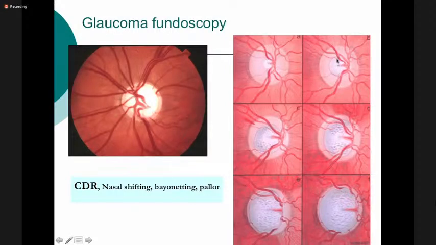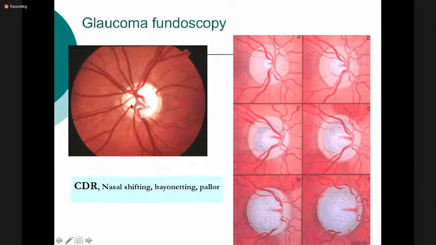The cup to disc ratio is increasing here to 0.4. This is about 0.6. This is probably about 0.8. And this is 0.9 and eventually 1. So when you have a cup to disc ratio of 1, that means the glaucoma is quite advanced and the patient basically has almost no nerve fiber layer remaining, and most of the time this patient is already blind.